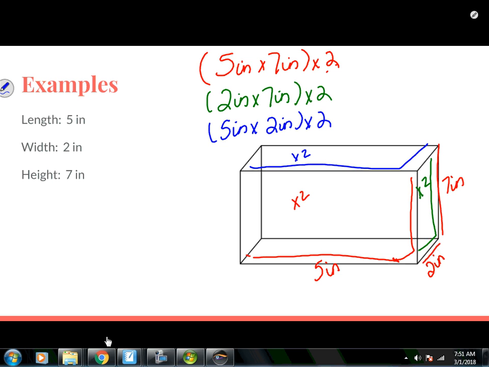5 times 7 is 35, 35 times 2 is 70. 2 times 7 is 14, 14 times 2 is 28. 5 times 2 is 10, times 2 is equal to 20. We add all three of those up together. We have 8 and 11. 118 inches for our surface area.